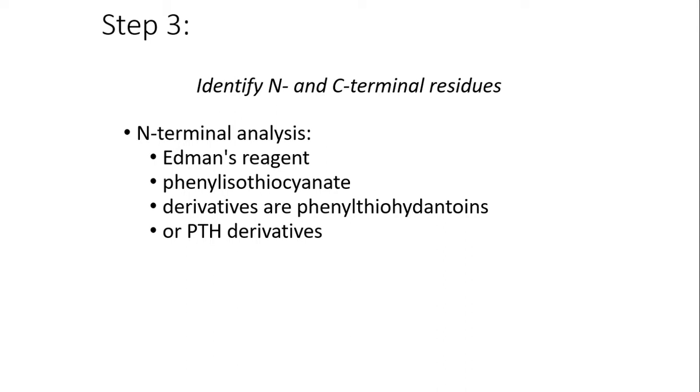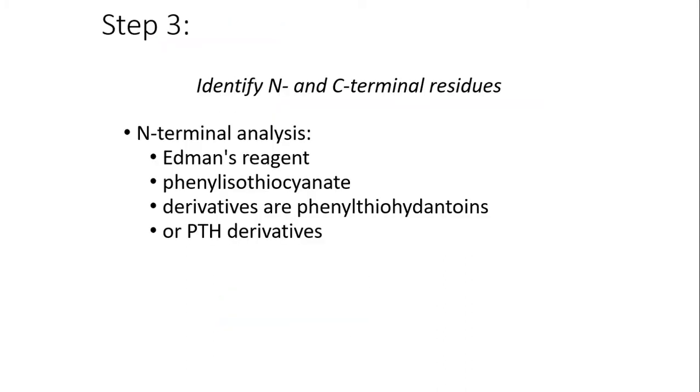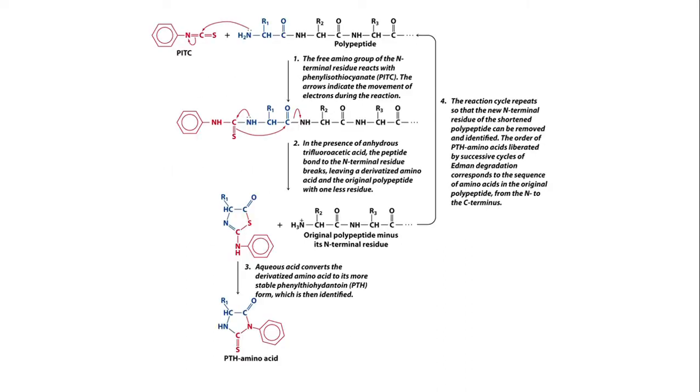We can also use carboxypeptidases. And these will cleave the C-terminal amino acids. And then we can isolate that amino acid and identify it. So if we use repeated rounds of Edman's degradation, we can identify a number of residues in order from the N-terminus of that polypeptide.